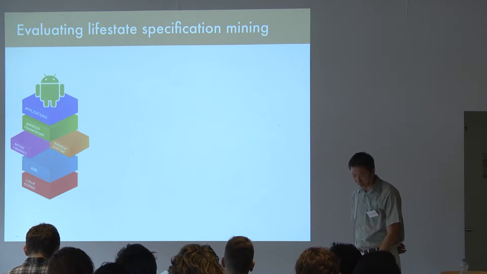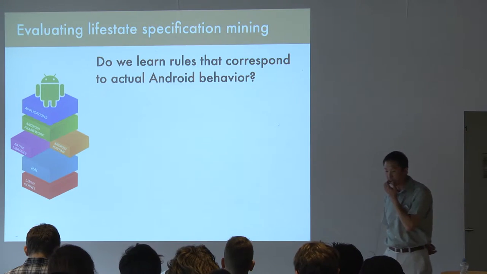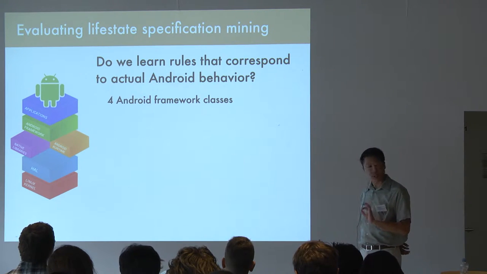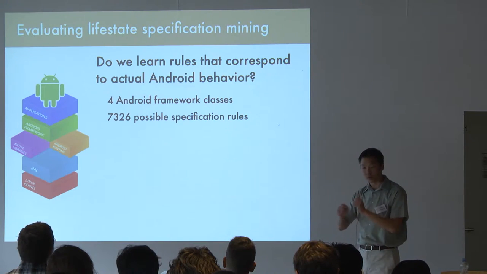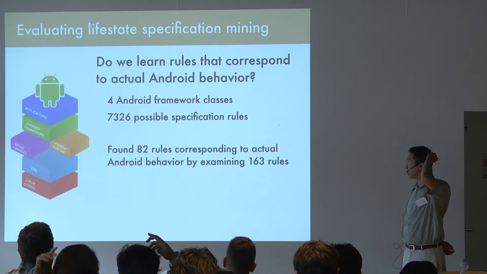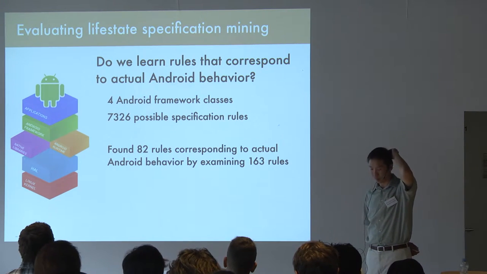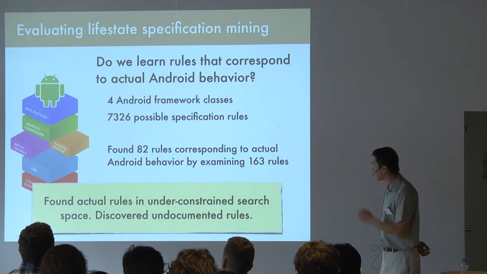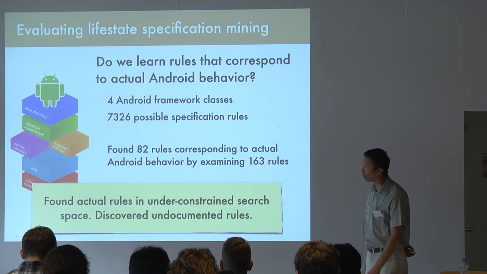So, very high-level results. I could say more detailed stuff, but I'll leave that for questions. Do we actually learn some rules that correspond to actual Android behavior? Well, we looked at four Android framework classes just to narrow the study. If we look at the number of methods there, there are over 7,000 possible combinations of specification rules that you might have. And we actually found 82 rules corresponding to Android behavior by looking at the top 150 or so rules for each framework class. In fact, most of them are in the top 175 or so. So we actually found real rules in, we think, a rather under-constrained search space, and discovered some undocumented rules.